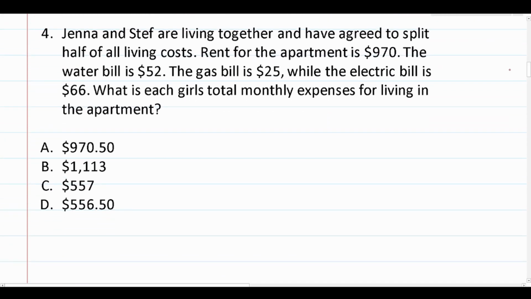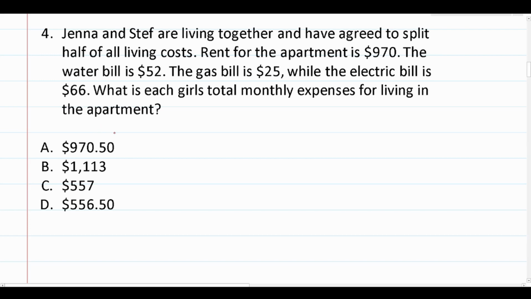All right, number 4 says, Jenna and Steph are living together and have agreed to split half of all living costs. Rent for their apartment is $970. The water bill is $52. The gas bill is $25, while the electric bill is $66. What is each girl's total monthly expenses for living in the apartment?